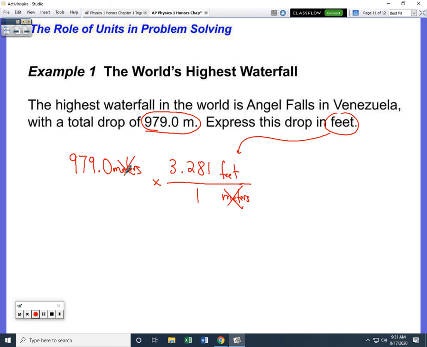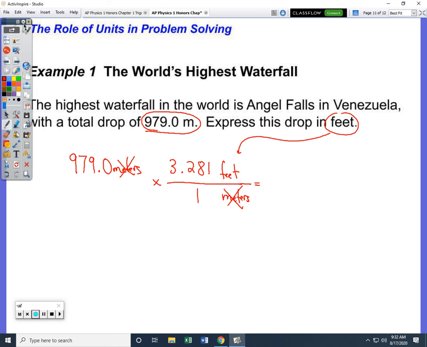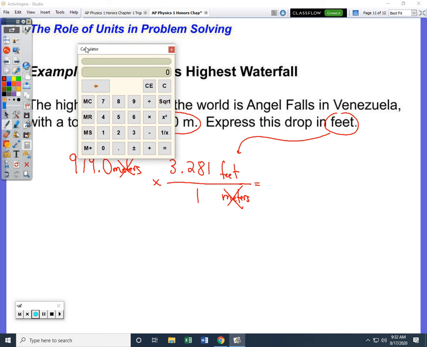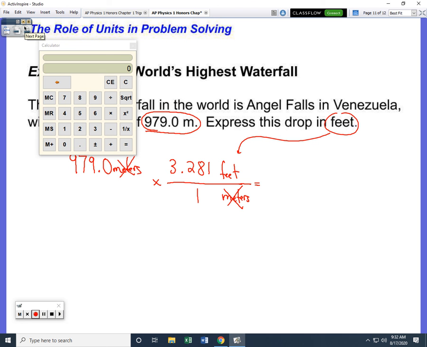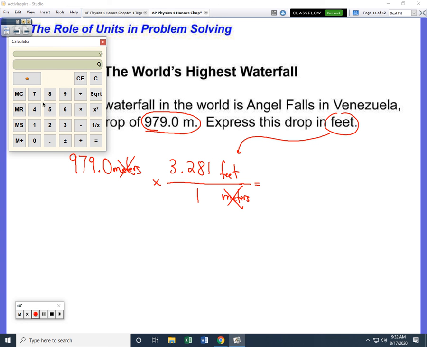Multiplied by meters. Since I'm dividing by 1, I really just have to take the numerators and multiply them to get my answer. Pull out my handy dandy calculator here. Let's see what we can get. So 979.0 multiplied by 3.281, and we get 3212.099 feet.